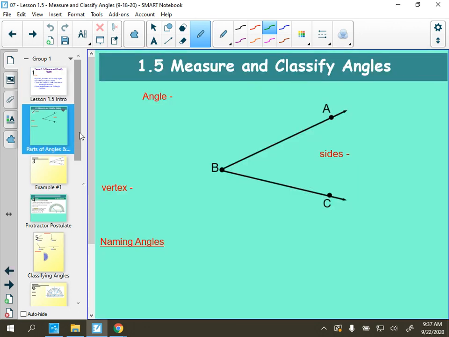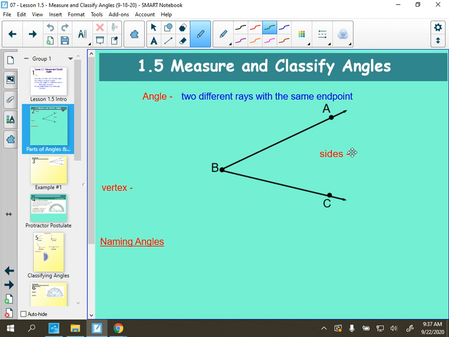Some of the vocab about an angle. What is an angle? Definition-wise, it's essentially two different rays with the same endpoint. Okay, so we've talked early on about rays. So for our particular angle right here, I've got a ray BA, starting at B, going forever through A, and starting at B, going forever through C. So I've got ray BC.